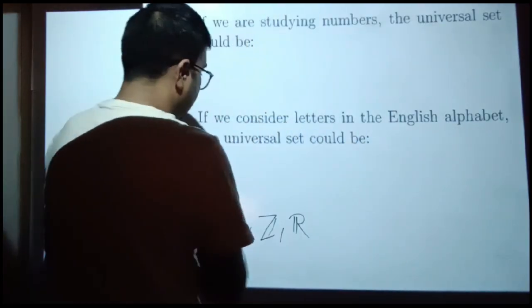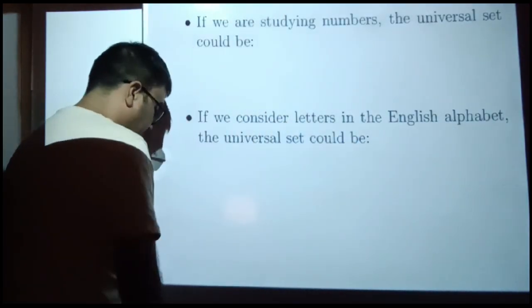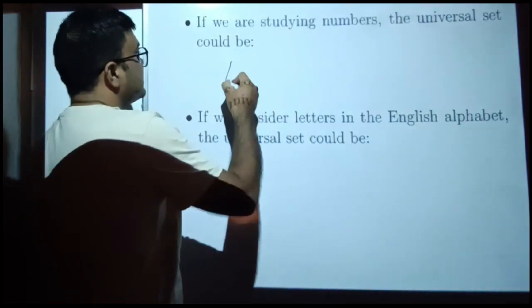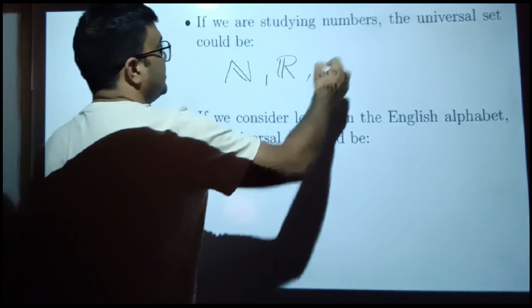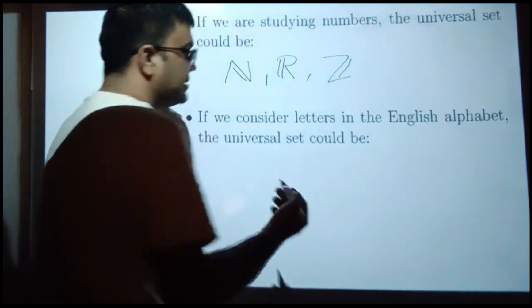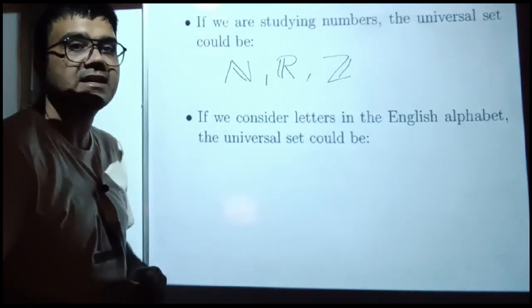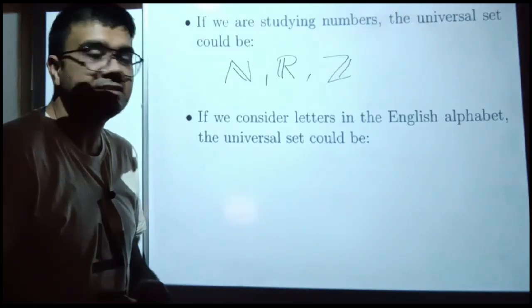So when we are dealing with numbers, the universal set may be the set of natural numbers, it may be the set of real numbers, it may be the set of integers. So depending upon the situation, we can consider different universal sets.